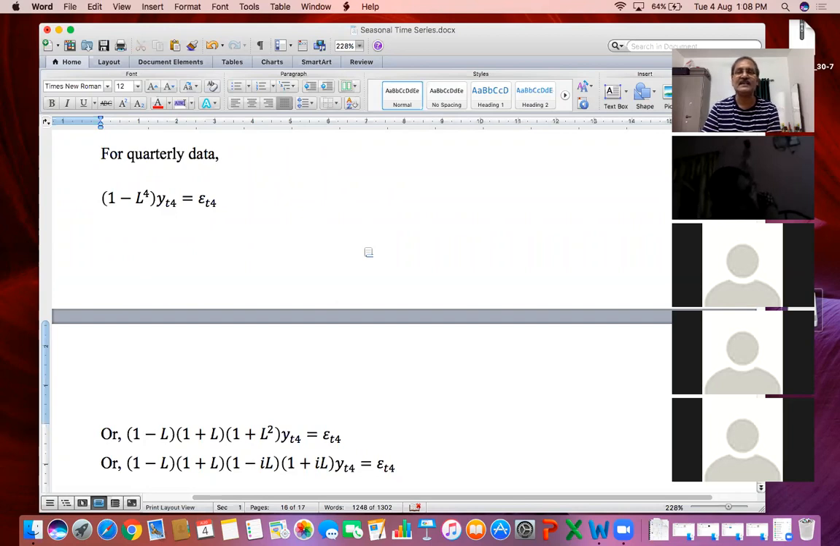So non-stationarity and stationarity in the case of a seasonal time series will be of different types. So there are more possibilities as far as the unit root behavior or the stationarity, non-stationarity behavior is concerned.